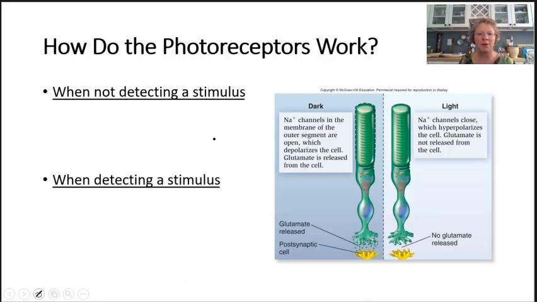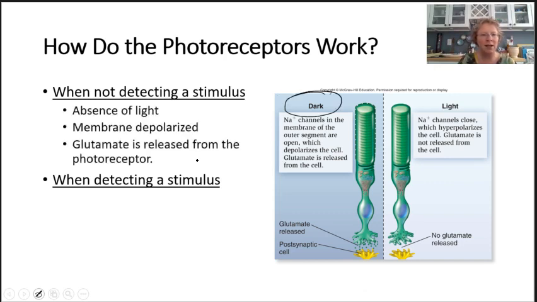How do the photoreceptors work, though? You see a diagram of our rods. When they're not detecting a stimulus, you know, it's dark, no light, absence of light, the membrane is actually depolarized. Now remember back to learning about action potentials. Depolarization is what happens when we're sending an action potential. And that's what's happening here. We've got a neurotransmitter, which is glutamate, and the rods are constantly sending little bits of that neurotransmitter and communicating with the neuron. So even though it's dark, we have communication.